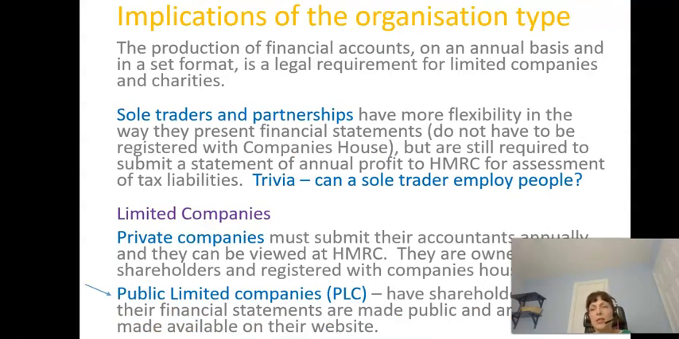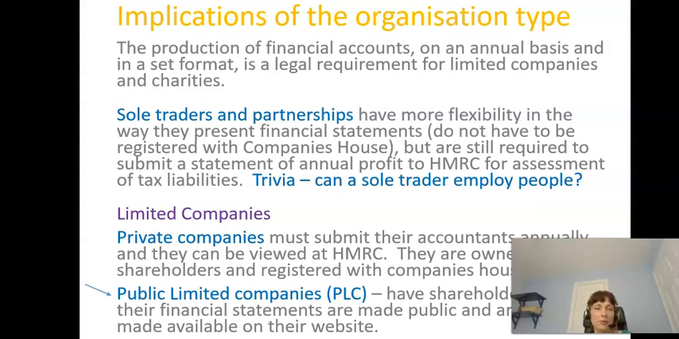Another consideration is what type of organisation you're looking at in terms of their financial reporting. We can eliminate some of these, because through the very nature of asking you to look at an organisation in the FTSE, it's got to be a public limited company, one that's actually listed, that we can buy shares in. So we can eliminate sole traders and partnerships, because they don't even have to register their financial accounts with Companies House.